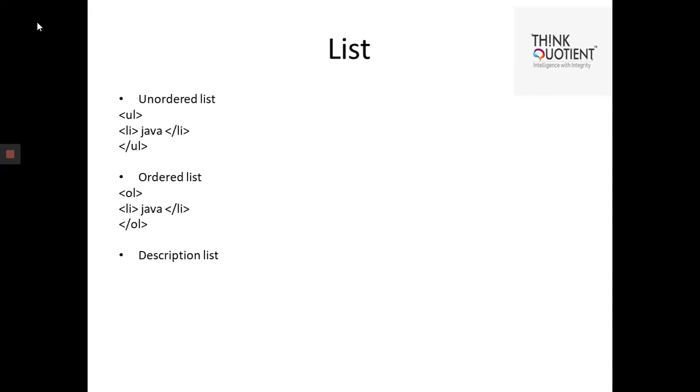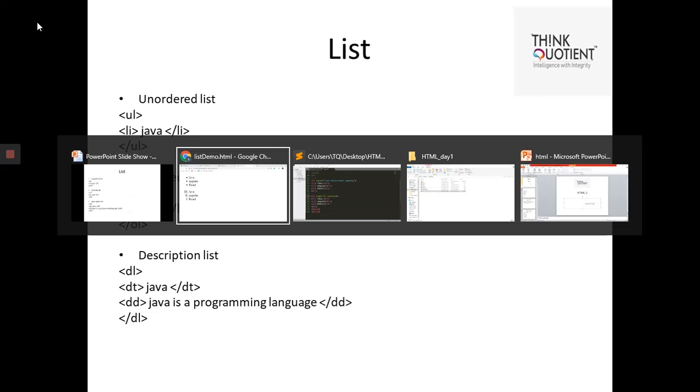Description list, we do have some tags. These are nothing but your description list tag, description title tag, and description detail tag. Let me show you the code for the same. How does it differ from other list types? Let me go back into my code and start working on the same.